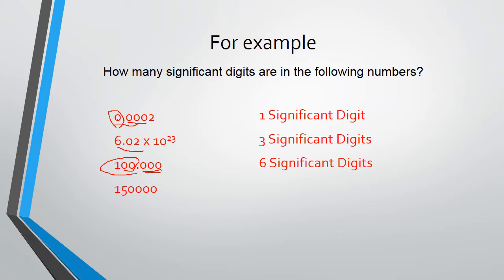And last but not least, here we have these 4 zeros. These are not significant because they are not on the right side of the decimal, and they are not between digits. On one side we have digits, but on this side we don't have any digit. Therefore these are leading 0. We have 2 significant figures.